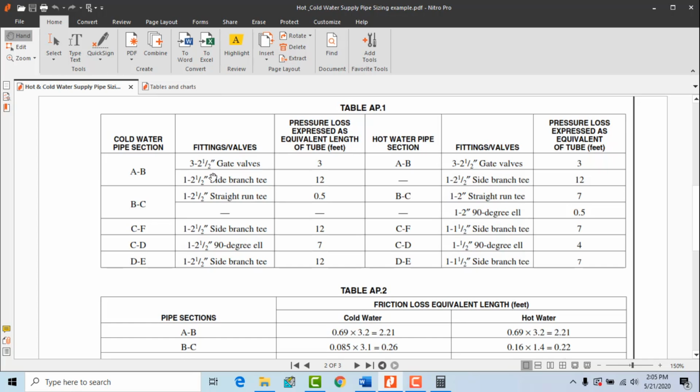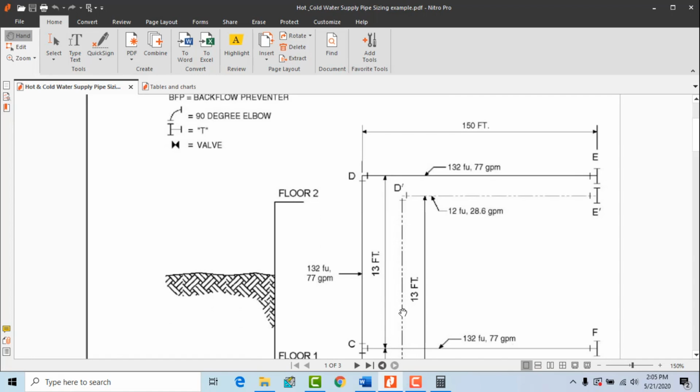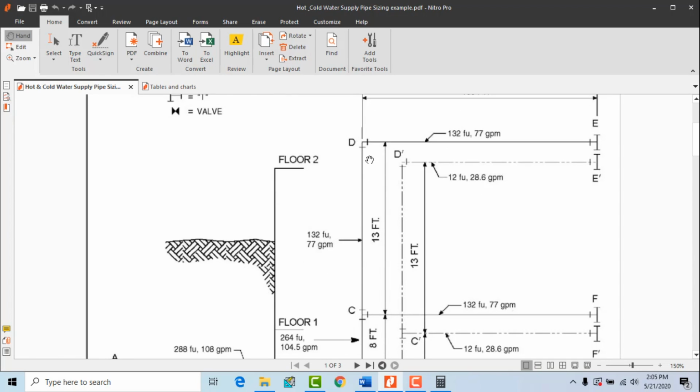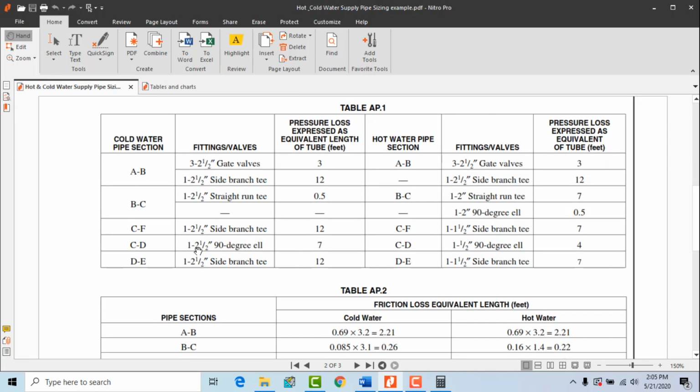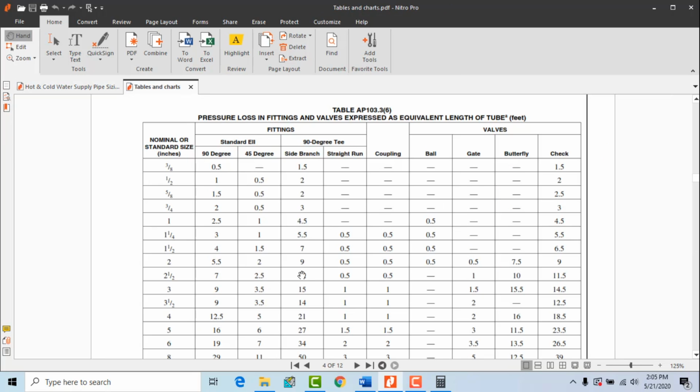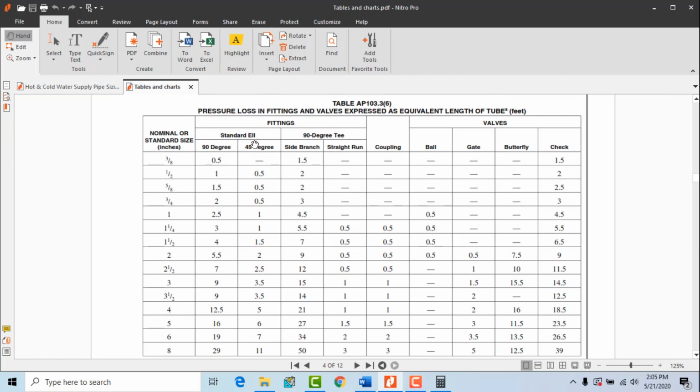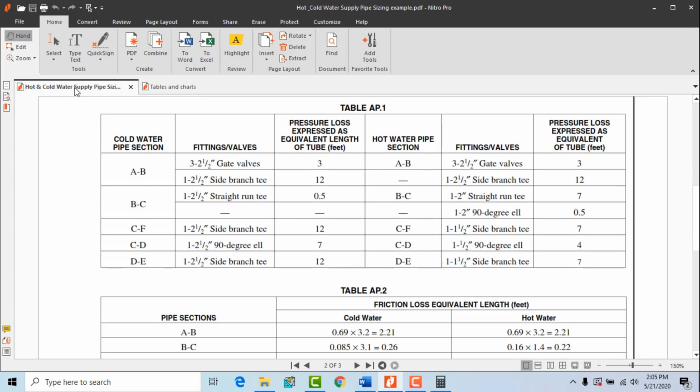Now from C to D, what we have here is one elbow, the size is the same, 2.5 inches. So for one 2.5 inch 90-degree elbow, we need to get its value from the table. You can see the standard 90-degree elbow, 2.5 inch, and its equivalent length is 7 feet. So 7 feet.